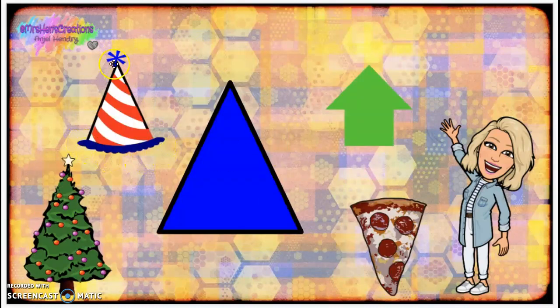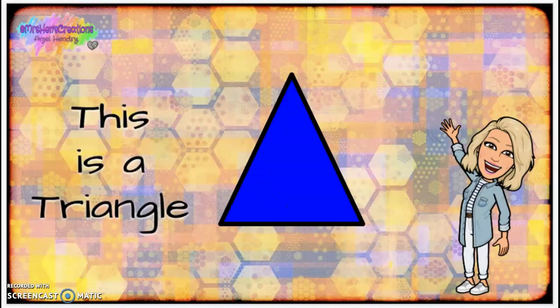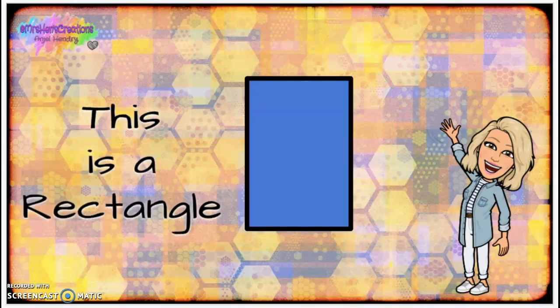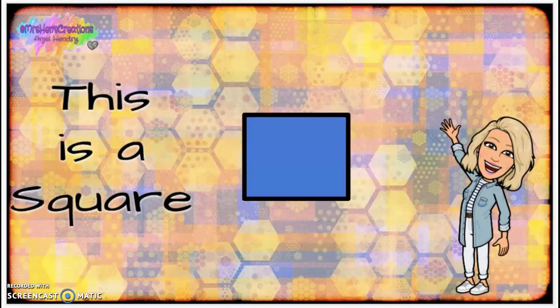Triangles. A party hat can be a triangle, a Christmas tree shape is a triangle, the top of an arrow, and a slice of yummy pizza. All right, guys, so remember, triangle, rectangle, circle, and square.